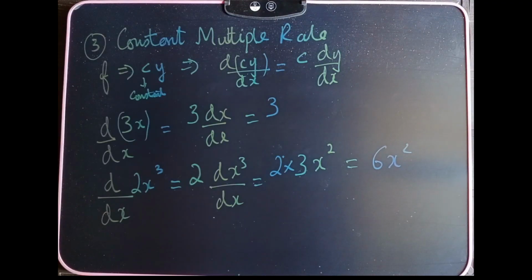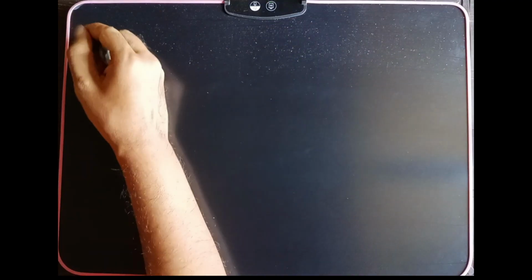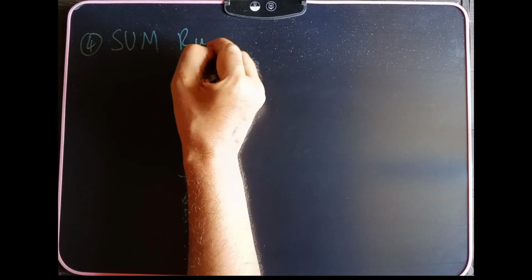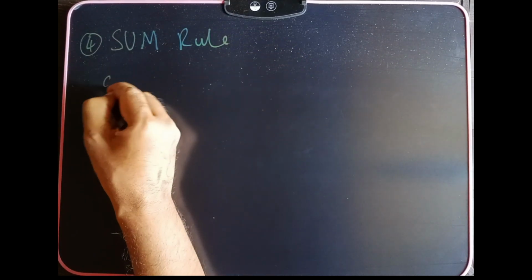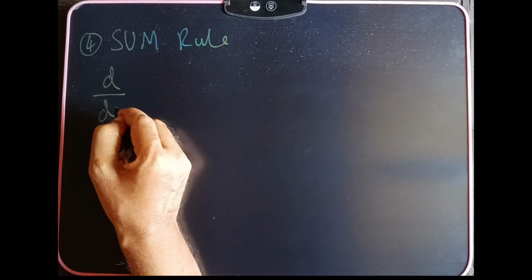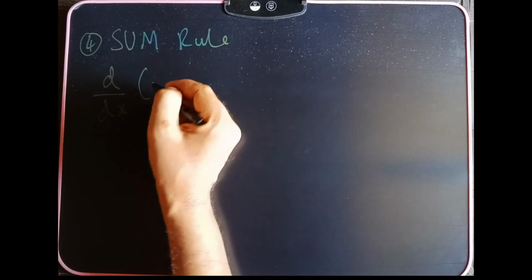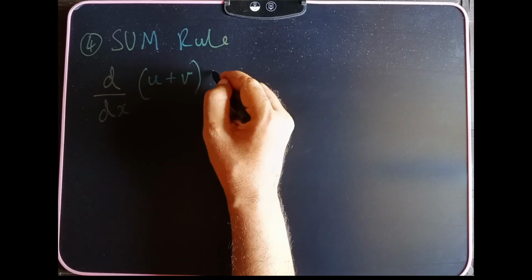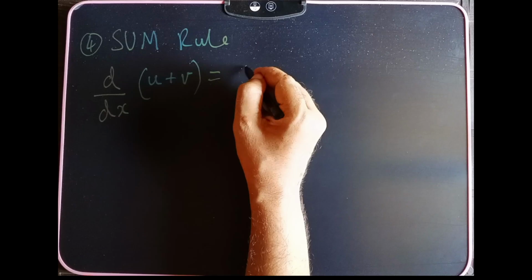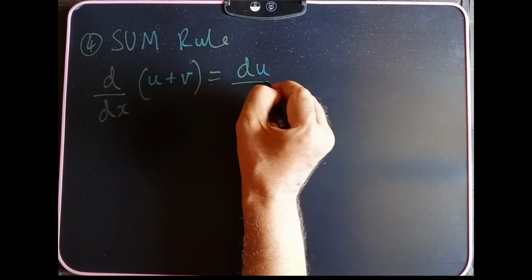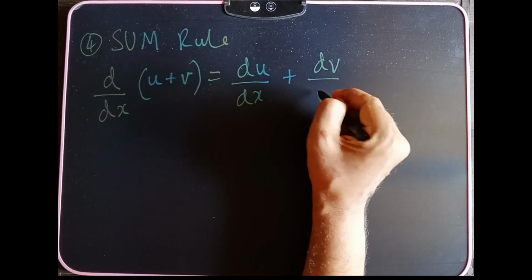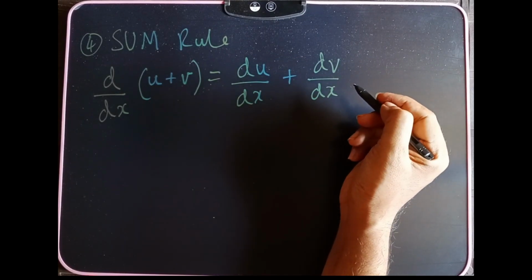Now we will see the next rule. If you have written this down, we will see the fourth rule, called the sum rule. What does this state? The derivative with respect to x of two functions u plus v, which is a sum, will be written as the derivative of u with respect to x plus the derivative of v with respect to x.